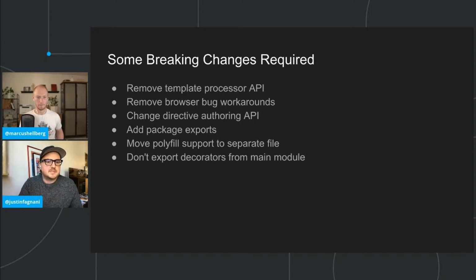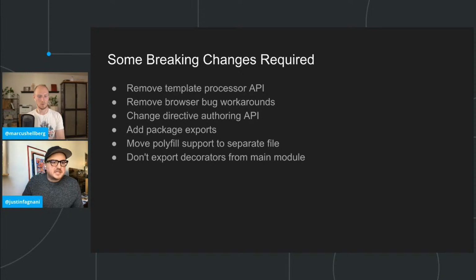So we removed what we call the template processor API, which it turns out almost nobody used. So this isn't a breaking change for many people. We wanted to remove some browser bug workarounds. Safari had a bad template literal implementation years ago that caused us to do a slow thing. And so if we remove that, we're faster.